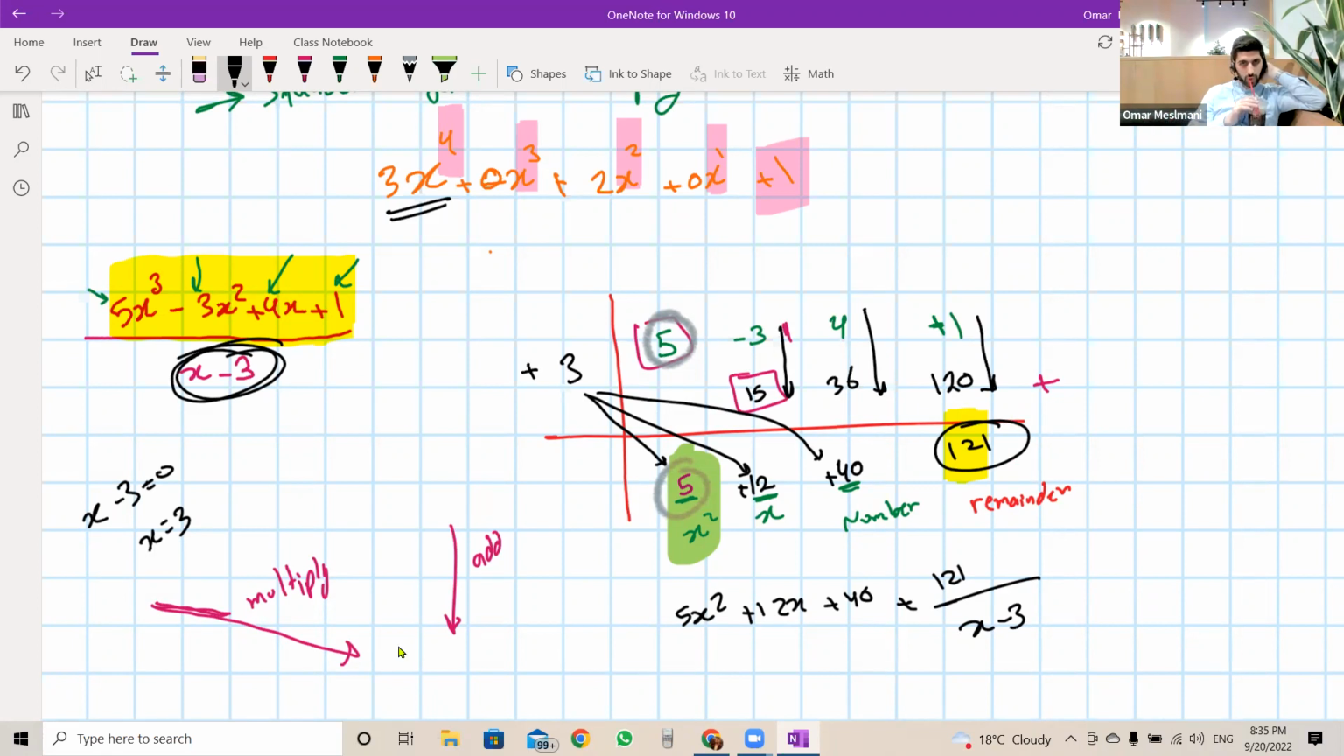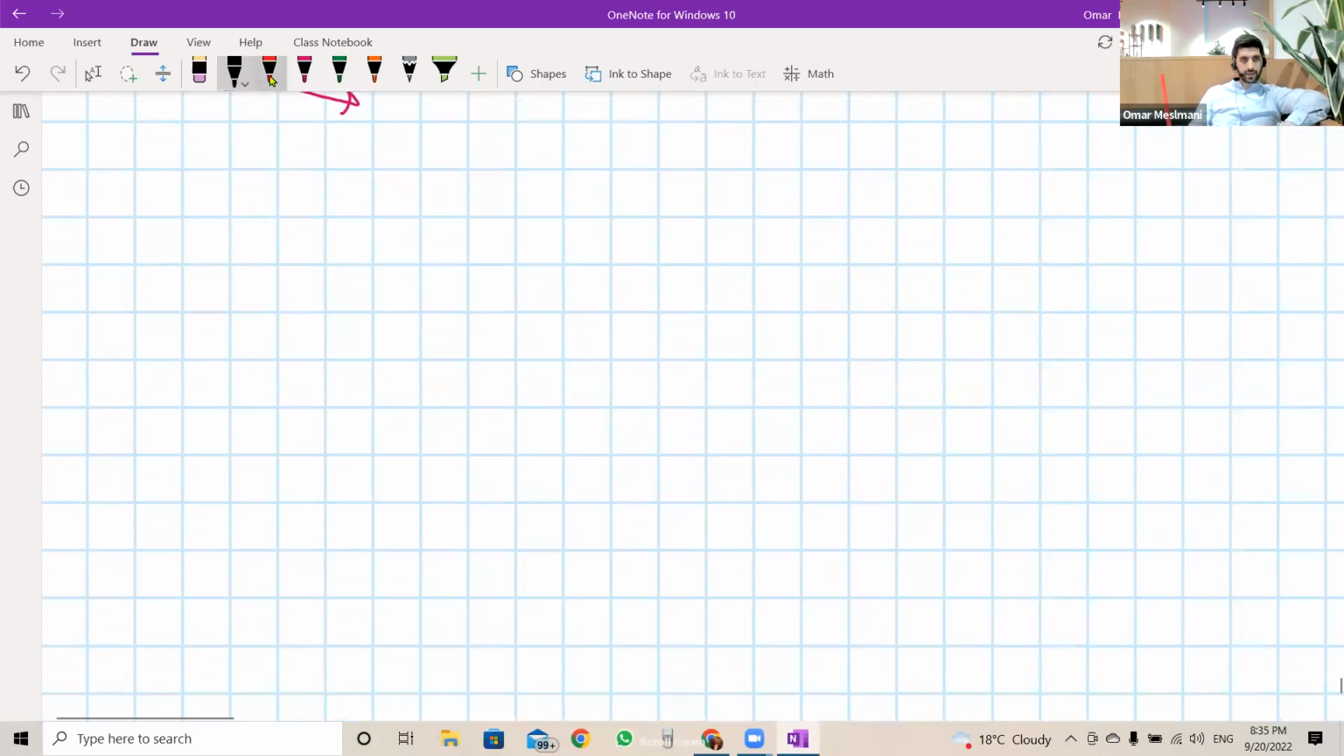Now we move one step back, so instead of cube, we go to square. That's the answer. The final answer, as you mean, instead of cube, now we write square.